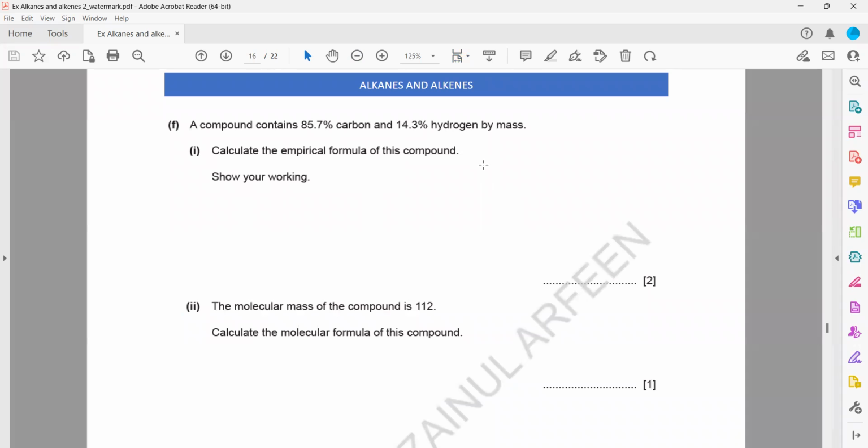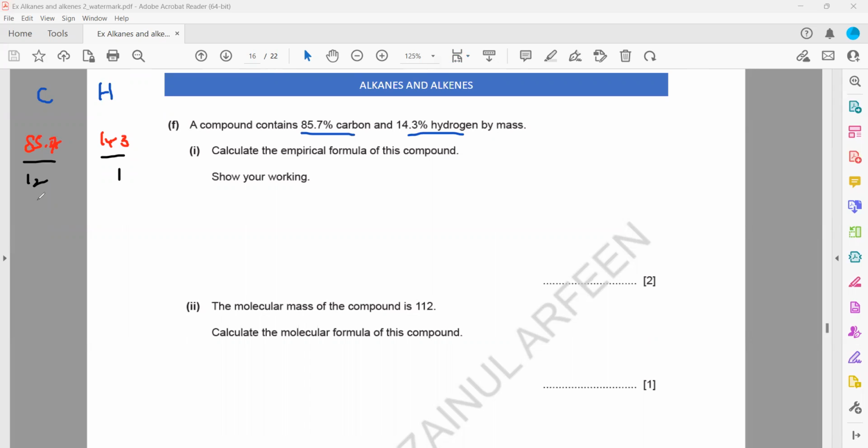A compound contains 85.7% carbon and 14.3% hydrogen. We have to calculate the empirical formula. So how do we find the empirical formula? Divide the percentages by atomic masses. So this will be 85.7 and 14.3 as the ratio. First you divide by atomic mass. So carbon is 12, hydrogen is 1.